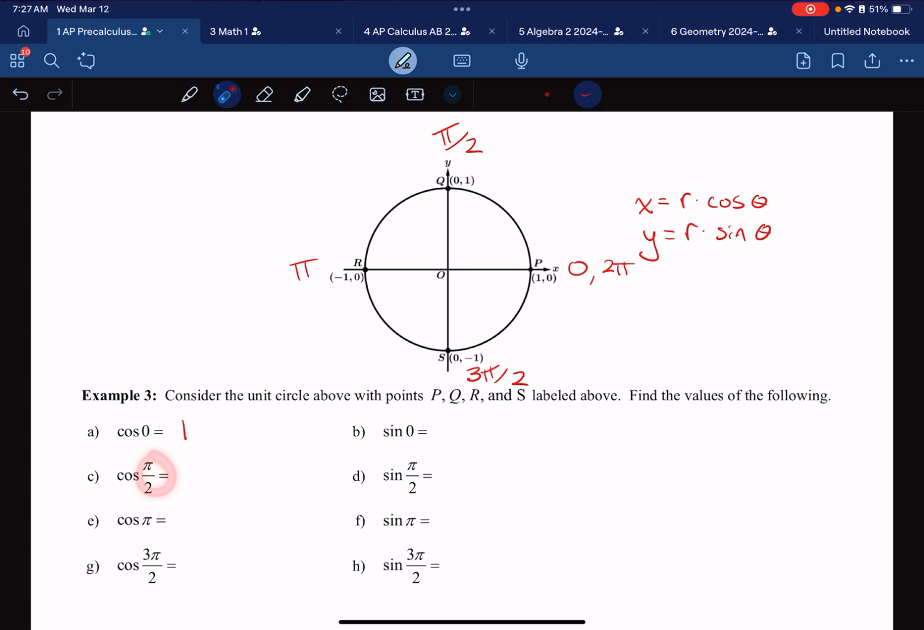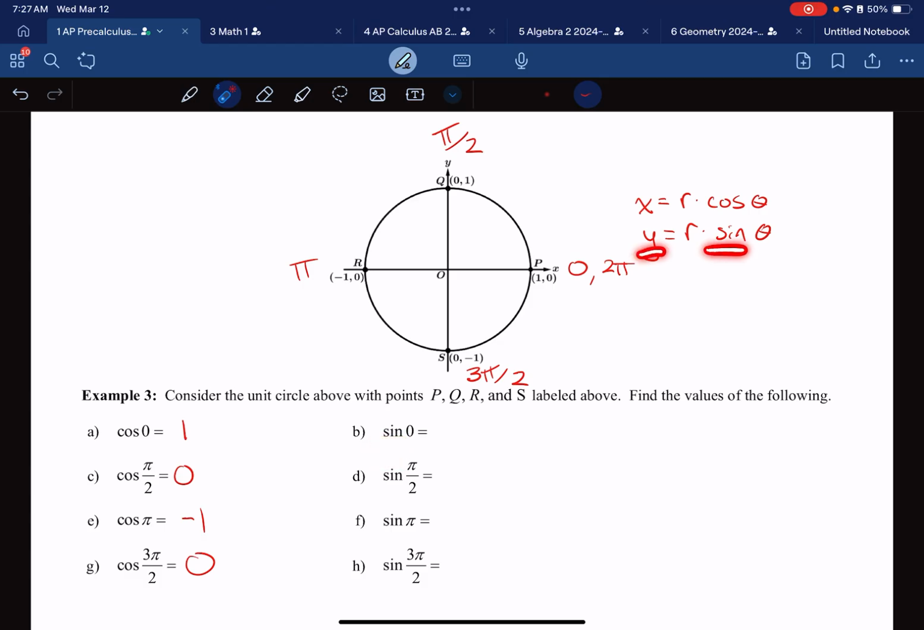Cosine of pi over 2 is talking about this pi over 2 right here. Cosine is the x-coordinate. The x-coordinate is 0. I can write down the 0. This is asking for the x-coordinate of pi. Pi is right here. X-coordinate is negative 1. This is asking about the x-coordinate of 3 pi over 2. 3 pi over 2 is down here. The x-coordinate is 0.